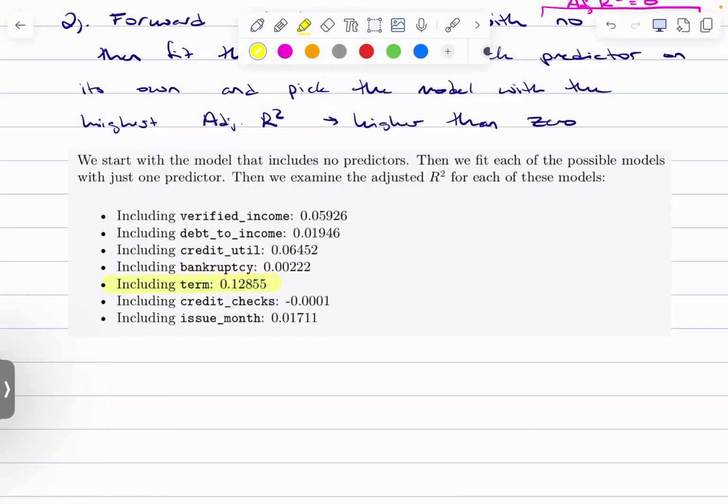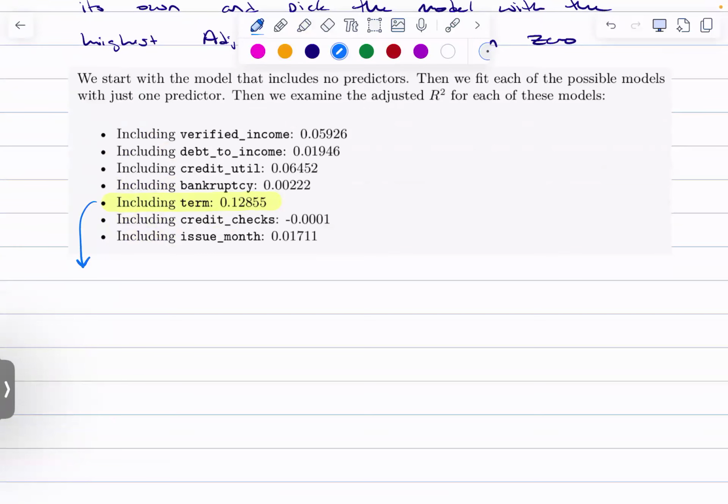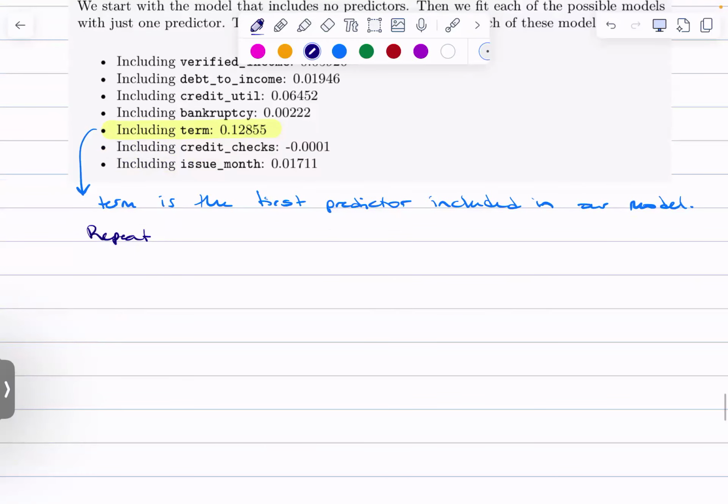And so from here, term is the first predictor included in our model. And then repeat with the remaining variables. But now you have term in there, and now you're trying to find your next best option. Repeat to find the next predictor to include.